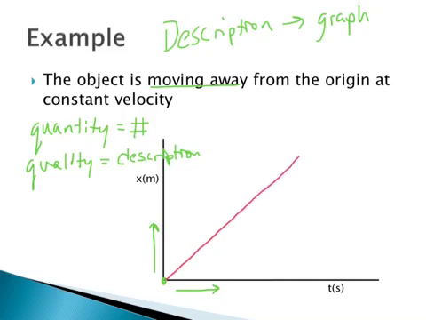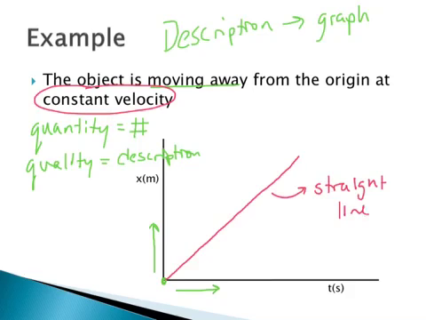To show that I have constant velocity, I need to make sure that this is a straight line, because remember that a straight line has a constant slope. That means this is going to have a constant velocity. So the graph of an object moving away from the origin at constant velocity would be drawn like this. Again, we're showing the starting position, we are showing that it's constant, and we are showing that it's moving away from the origin.